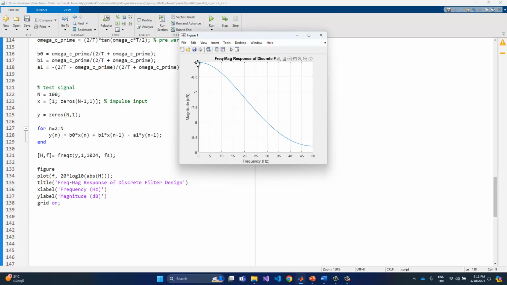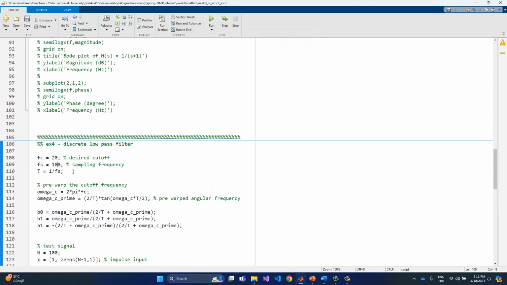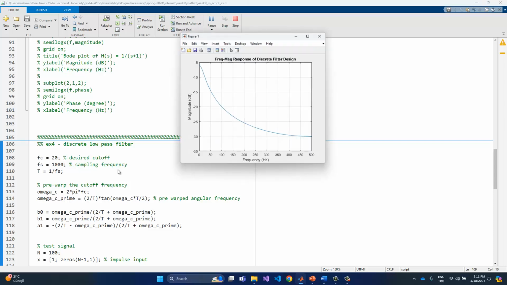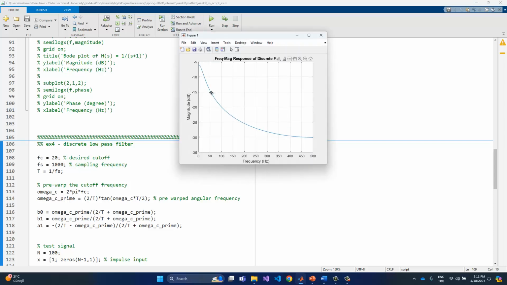And we will have the -6 dB up to 50 hertz, because we have the sampling rate of fs 100. But if I choose 1000 here, then we will have this kind of representation, just like this one.